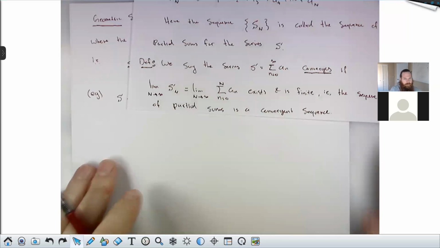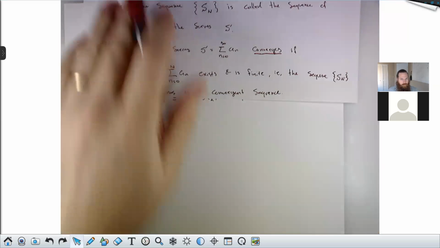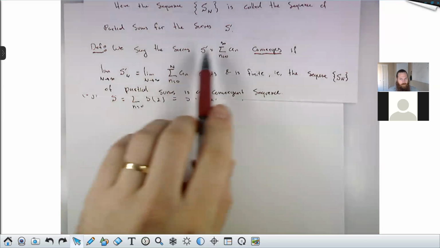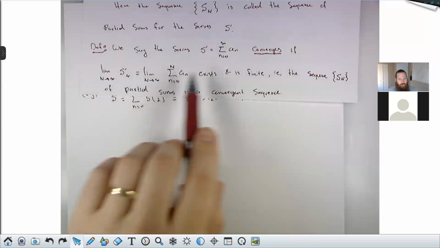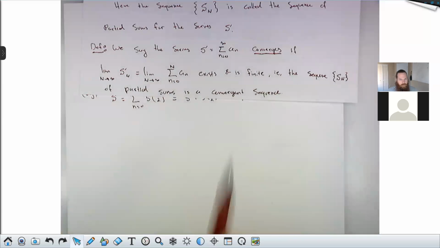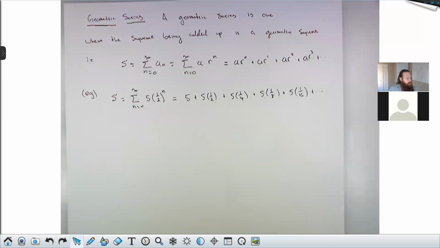It's all about the sequence Sn, right? The series S converges if the limit as n goes to infinity of Sn exists and is finite, i.e. the sequence Sn of partial sums is a convergent sequence. So what I should do is start messing around with the sequence Sn. I could find the first few terms of the sequence Sn. I could graph the first few terms of the sequence Sn. I could try to guess at the limit of the Sn's.